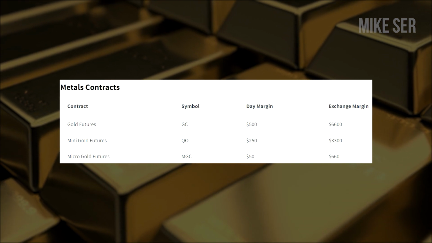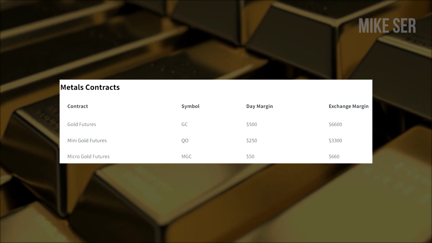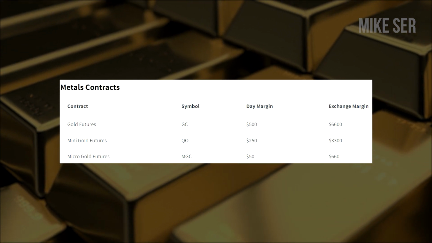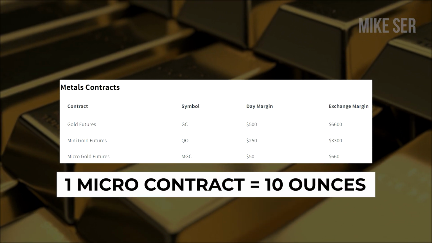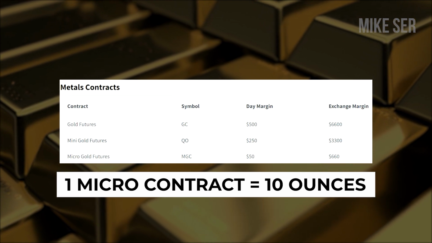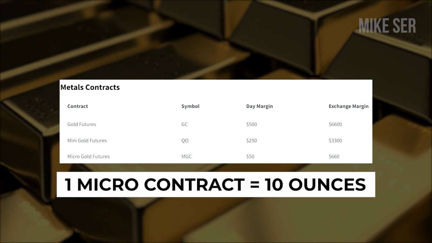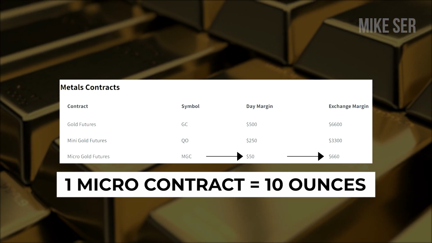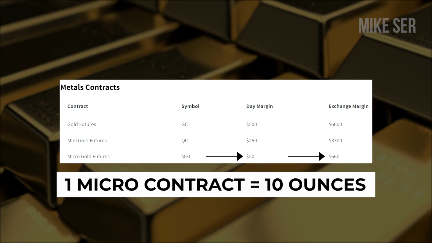Lastly, if the margins are too high, then you can opt to trade a micro gold contract, which is 1/10 the size of a full-size gold contract and represents 10 ounces of gold per contract. With a micro contract, you only need a day trading margin of $50 in your account and $660 overnight margin.